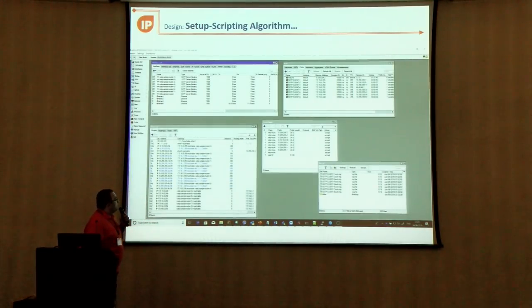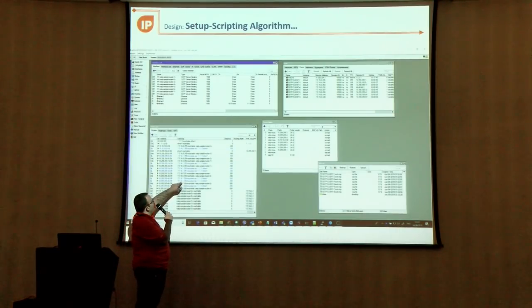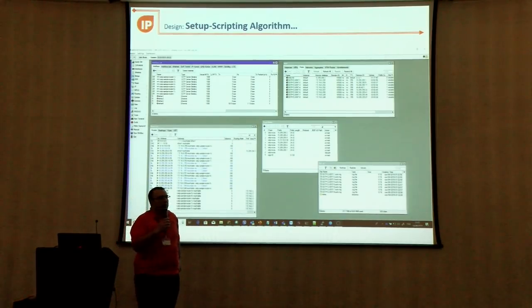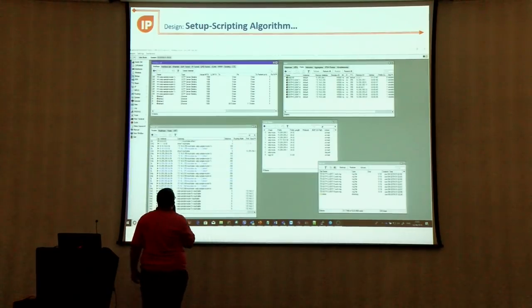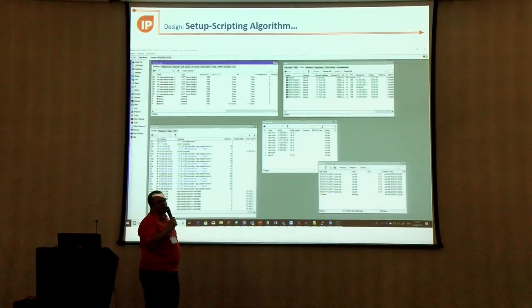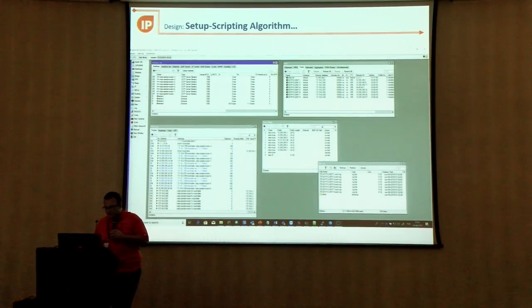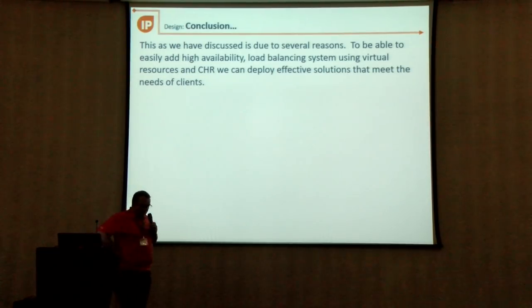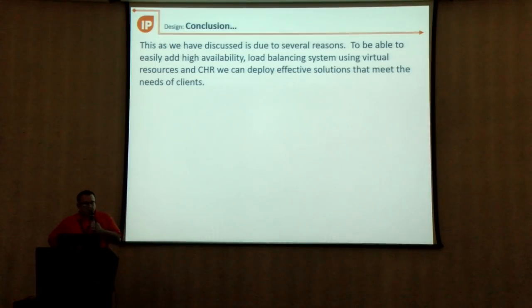So, as you can see, the local preference on BGP is to go through the SSTP tunnel first. After that, if that's not available, it will go through aggregation number two, if that is available. So this, as we have discussed, is due to several reasons: to be able to easily add high availability and a load balancing system using virtual resources, and with CHR, we can deploy an effective solution to meet the needs of our clients.